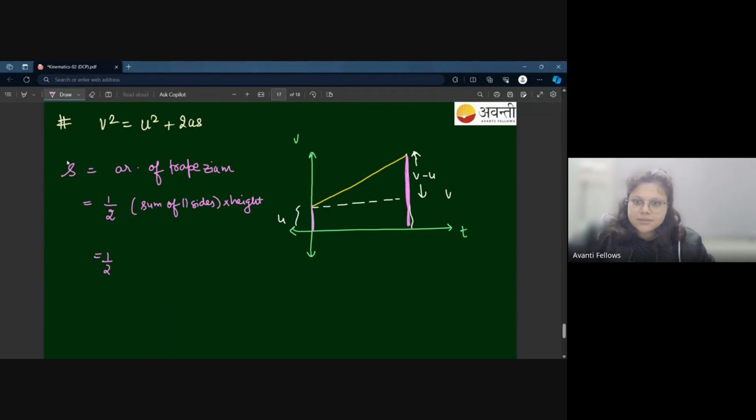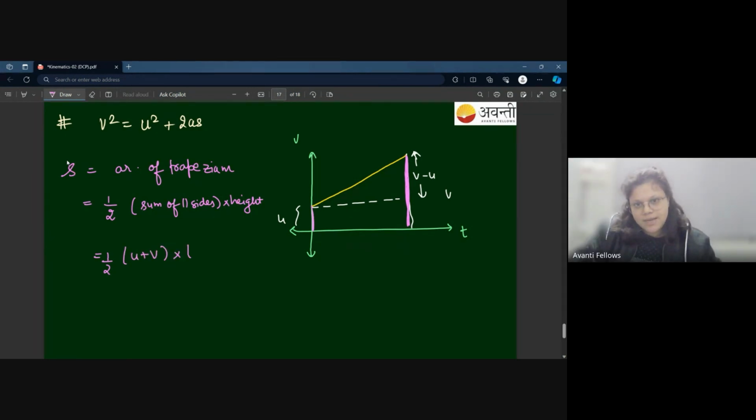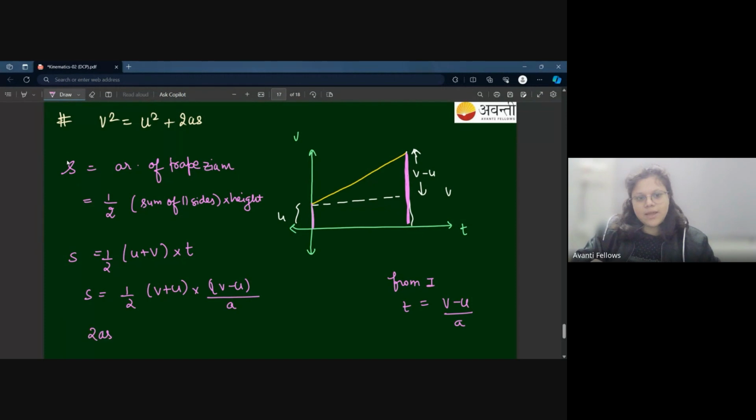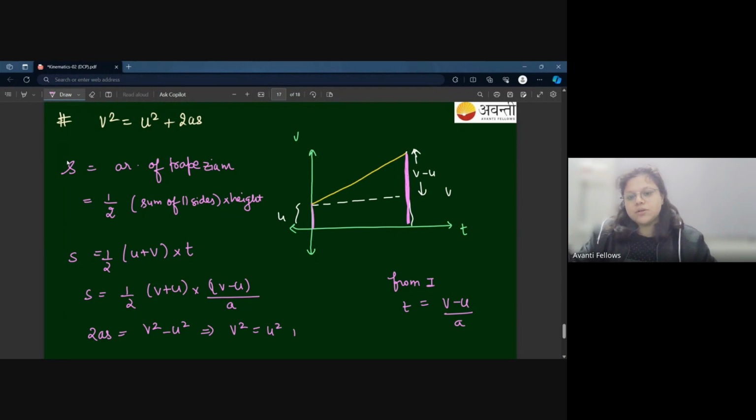Now, the parallel sides are this U and this entire expression, V. These are the parallel sides. So what will you do? U plus V over here. And height is T. Right? Now, again, from the first equation of motion, you can write T as V minus U by A. Okay? So just substitute it over here. You will get V plus U from here and V minus U by A from here. Right? So it would become 2AS is equal to, see, it is the identity a plus b, a minus b, which will give us a square minus b square. Right? And you will get your third equation of motion.